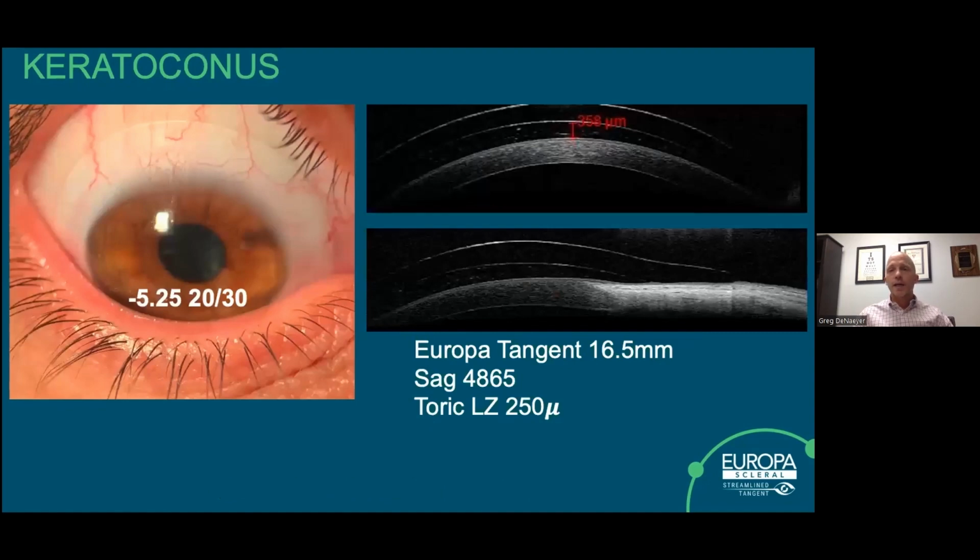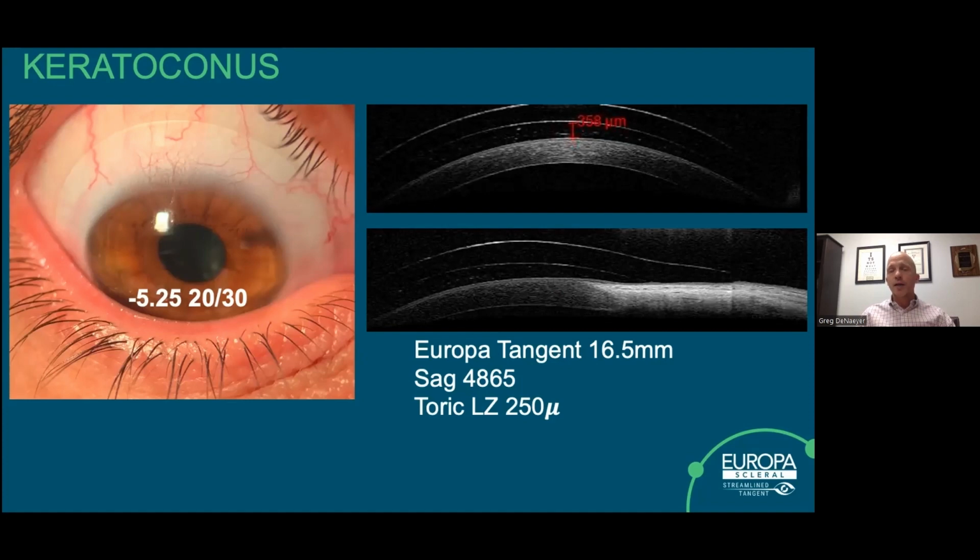For her right eye, I did fit her with a Europa Tangent 16.5 millimeter scleral contact lens. We needed just a little bit over 4,800 microns of sagittal depth to properly vault her corneal surface, and we can see that in the OCT image up and to the right. Because her right sclera is toric, we incorporated a toric landing zone design that, as you can see, fits nicely and evenly on the bulbar conjunctival scleral surface without any compression or edge lift.